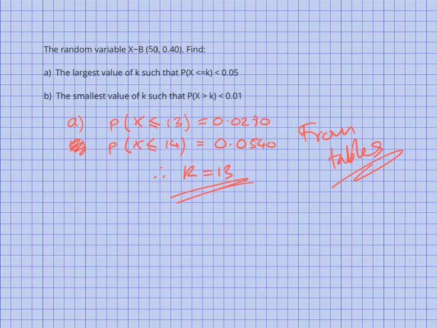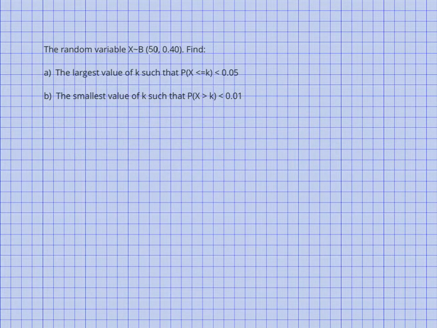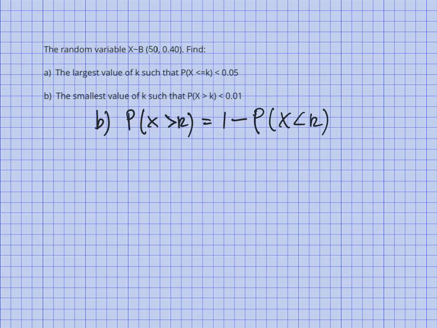Okay, part B. This time we're looking for the probability that x is greater than k. Now, before we can do that, we know that the tables are only looking at less thans. So I need, in part B, to start doing some work. The probability that x is more than k is equal to 1 minus the probability that x is smaller than or equal to k, because that's what the tables look up, and that's what we need to remember. The tables and also our calculator do less than or equal to k.